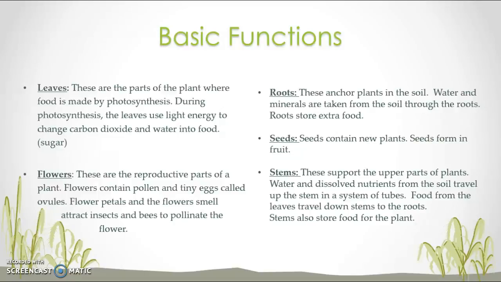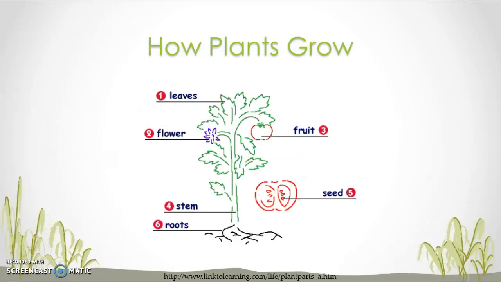So now we're going to go over how the parts of a plant work together and grow. If you look at number 5 in the diagram, it shows you where seeds are located inside the fruit. When a seed is ripe, it drops from the plant. It begins to germinate or grow. Then the seed will sprout and a little plant begins to grow. The seed has food for the new plant until it grows leaves to make its own food.